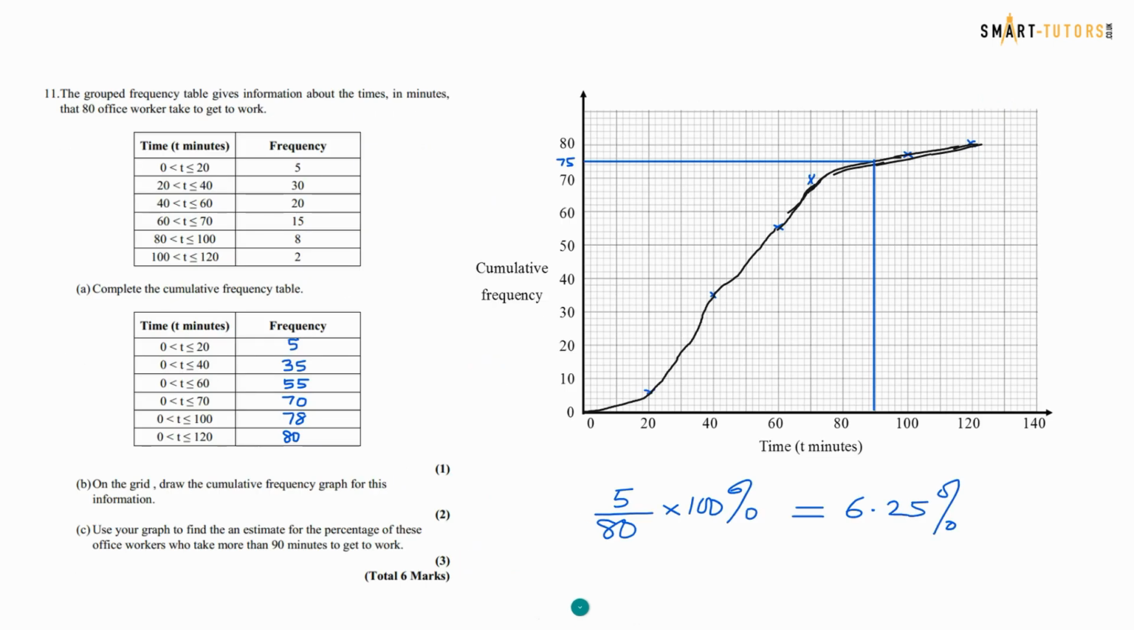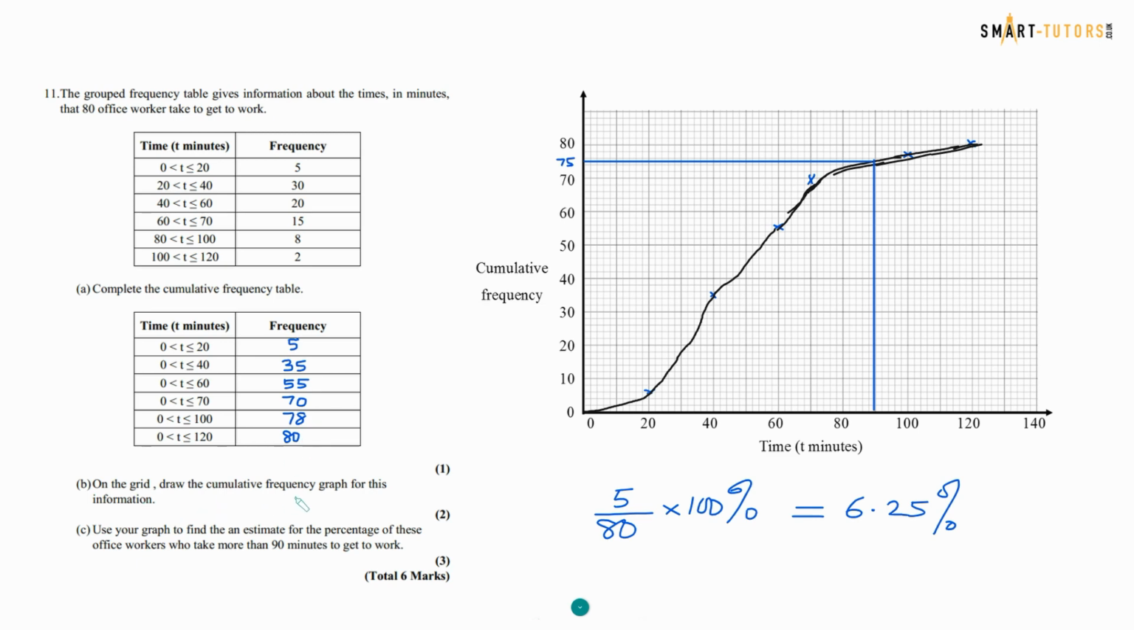Question number 11. The grouped frequency table is given and they ask you to complete the cumulative frequency table. So all you want to do is add 5, 5 plus 30 is 35, 35 plus 20 is 55, 55 plus 15 is 70, 70 plus 8 is 78, 78 plus 2 is 80.